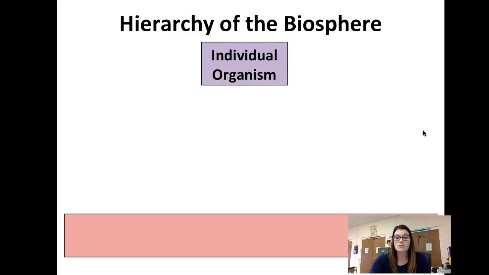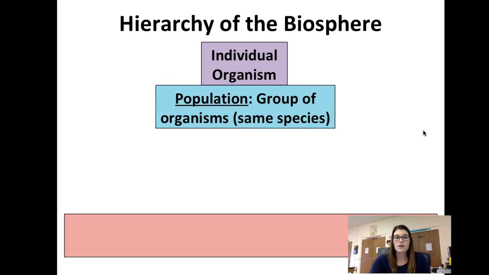First, at the smallest level, we have an individual organism. That would be, for example, one person or one rabbit or one bird or one tree, just an individual organism. Then from there, we get a population. A population is a group of organisms which are the same species. So if I have a forest full of trees, or a herd of elephants, or a group of rabbits, I'm not sure what a group of rabbits is called, but they're the same organism and there's a group of them. That's considered a population.